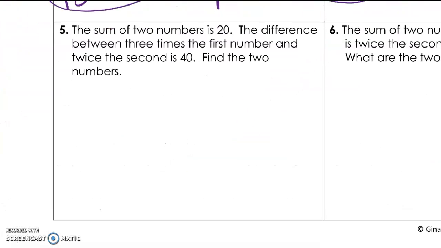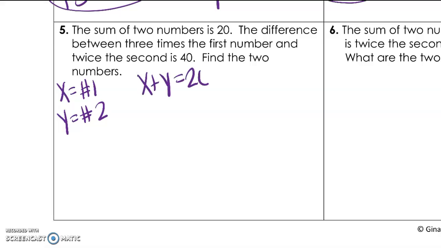Number 5. Again, I'm going to write off to the side. X is number 1 and y is number 2. So the sum of two numbers is 20. X plus y is equal to 20. The difference between 3 times the first number, so 3x, difference means subtract, twice the second, so 2y, is 40.